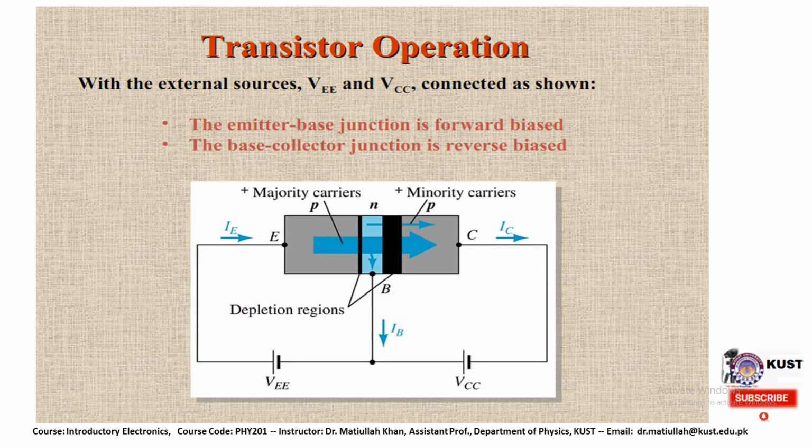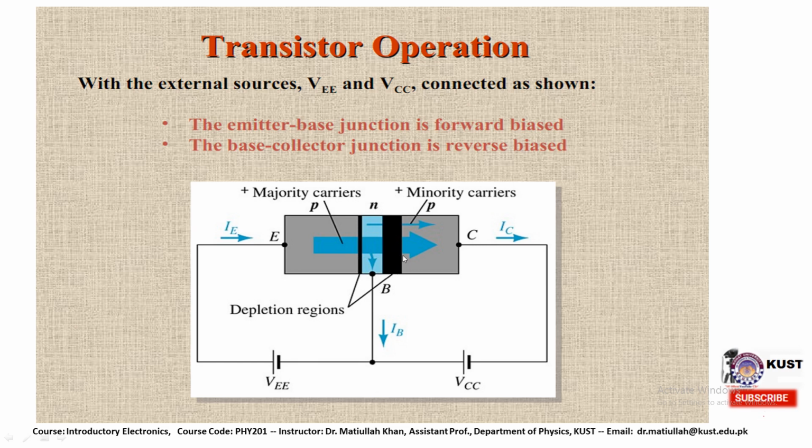This is a simple diagram in which the majority carriers and minority carriers are represented. Here, this is the emitter region, this is the collector region, and this is the base region. The emitter-base junction is forward biased. This is connected to the source, and this is the depletion region: a very small depletion region over here, and the depletion region over here is comparatively big.